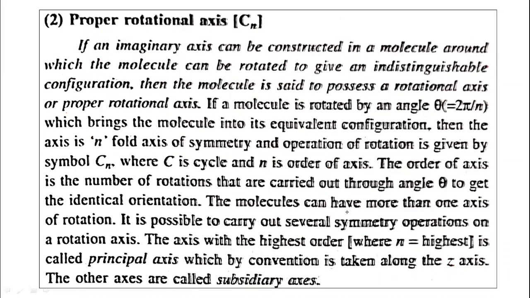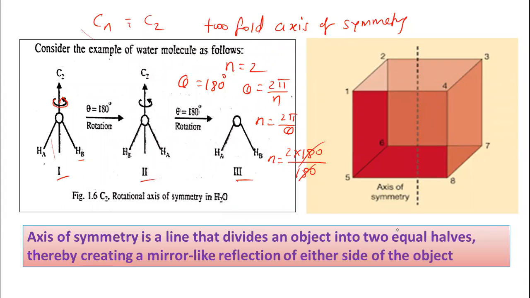Molecules can have more than one axis of rotation, and we can show several symmetry operations on those rotation axes. The axis with the highest order, that is, the highest n, is called the principal axis. That axis should be taken along the z axis, and the other axes are called subsidiary axes. So this is the first symmetry element.